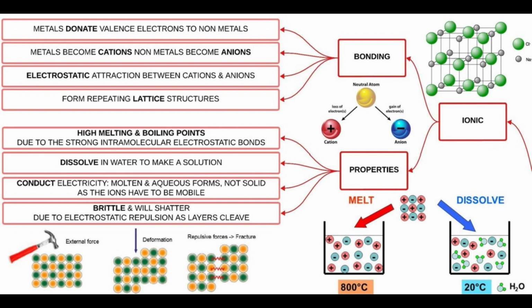We also have another diagram of what happens when you melt or dissolve an ionic lattice. When it melts and when it dissolves, the cations and the anions become free, and that's how we can conduct electricity. We also have a diagram showing the effect of an external force, causing a deformation and disrupting the electrostatic attraction, creating an electrostatic repulsion, and therefore the crystal shatters.